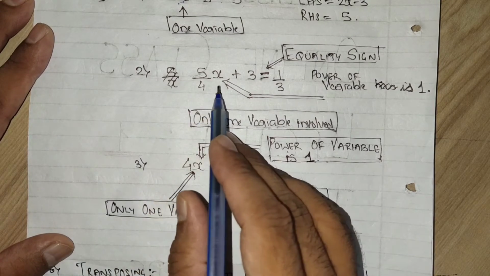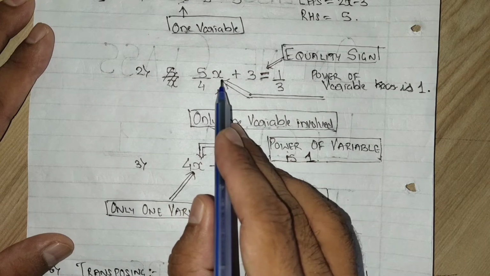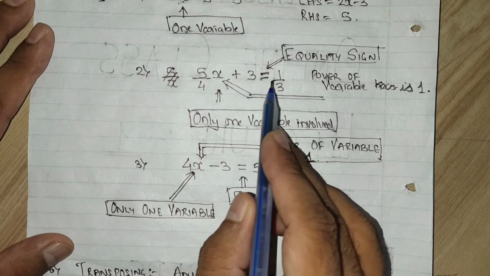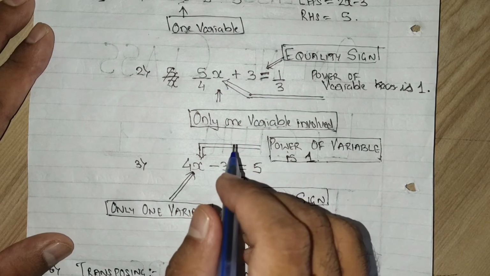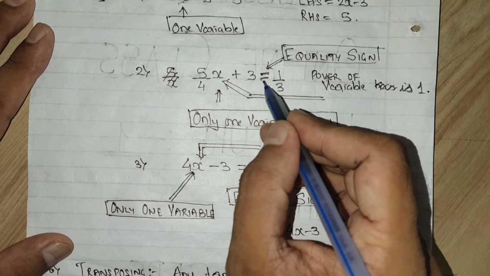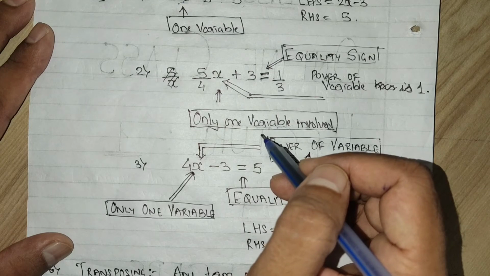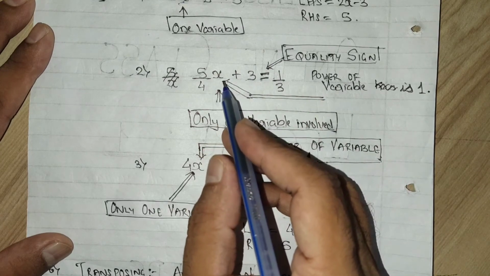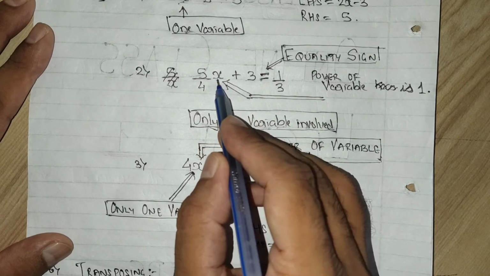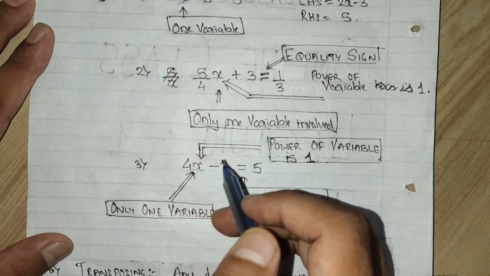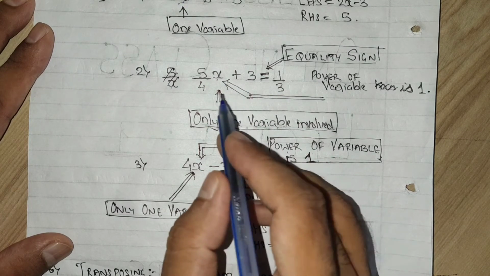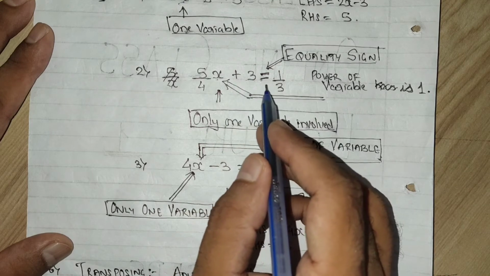Second example, 5 divided by 4x plus 3 is equal to 1 by 3. Here you can say equality sign, so it is an equation, with LHS and RHS. Let us see if it is one variable. Yes, it is having only one variable. There is no other variable involved in it. So it is a linear equation, an equation in one variable.